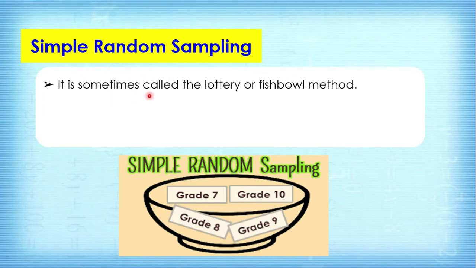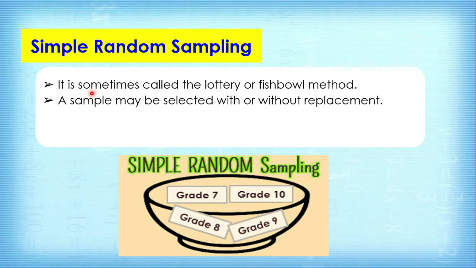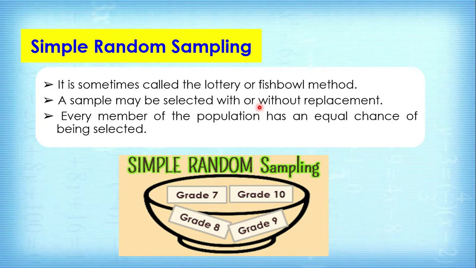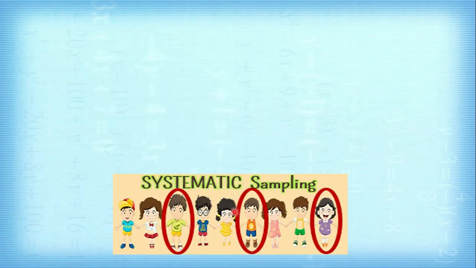It is sometimes called the lottery or fishbowl method. A sample may be selected with or without replacement. Every member of the population has an equal chance of being selected. In this case, we have an example. We have a bowl, and then we put all the grade levels, like for example, grade 7, grade 10, grade 8, and grade 9. And then after that, you're going to pick or choose how many names or how many grade levels you need.